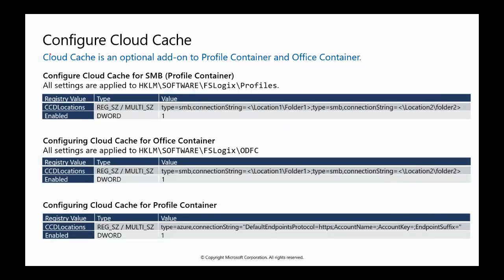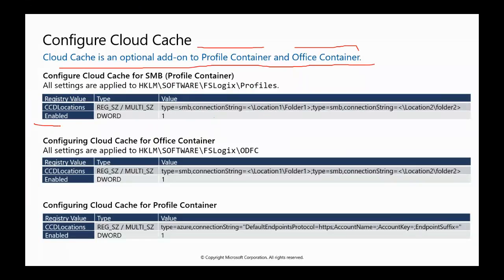So this is how to configure the cache. Cloud Cache is an optional add-on for your profile container and for your Office container. It speeds things up when I'm trying to reach any location. All settings of this cache of any profile can be set up as registry values. These values make it easier for you to retrieve your data. So here are the configurations that you might need to configure the Cloud Cache.